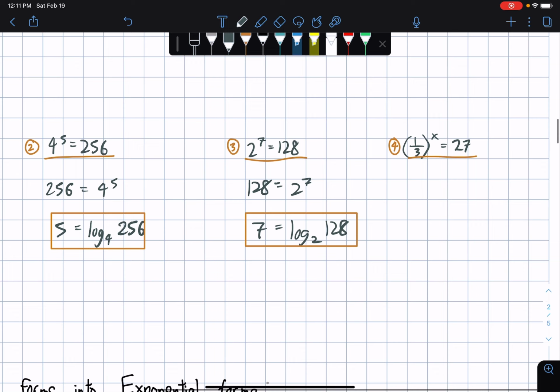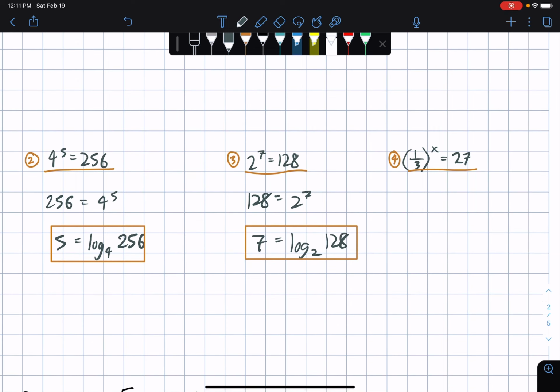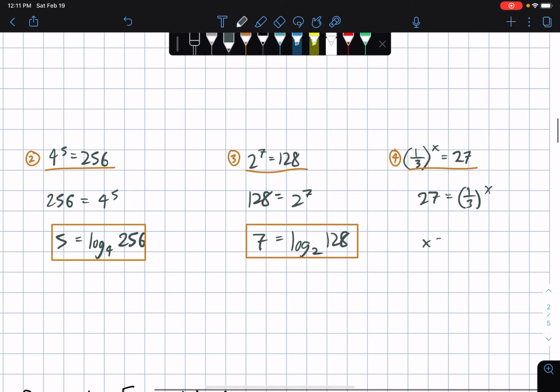Okay, number 4. Let's swap the values again. There you go. For the exponent, we have x. Place an equal sign, place log. 1 over 3 will be our base for the log, and 27 will be our value at the right. So write it in this fashion.